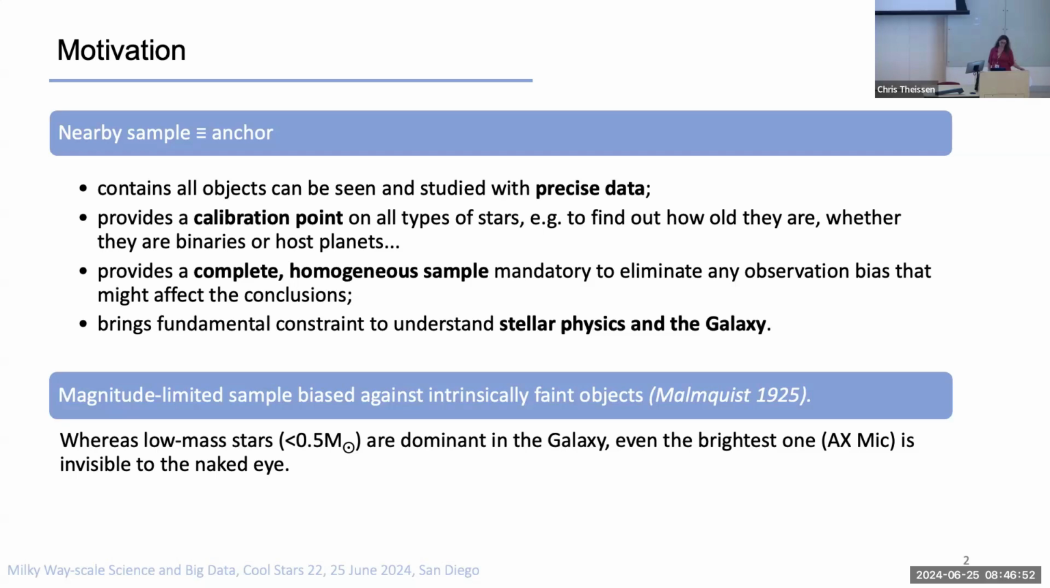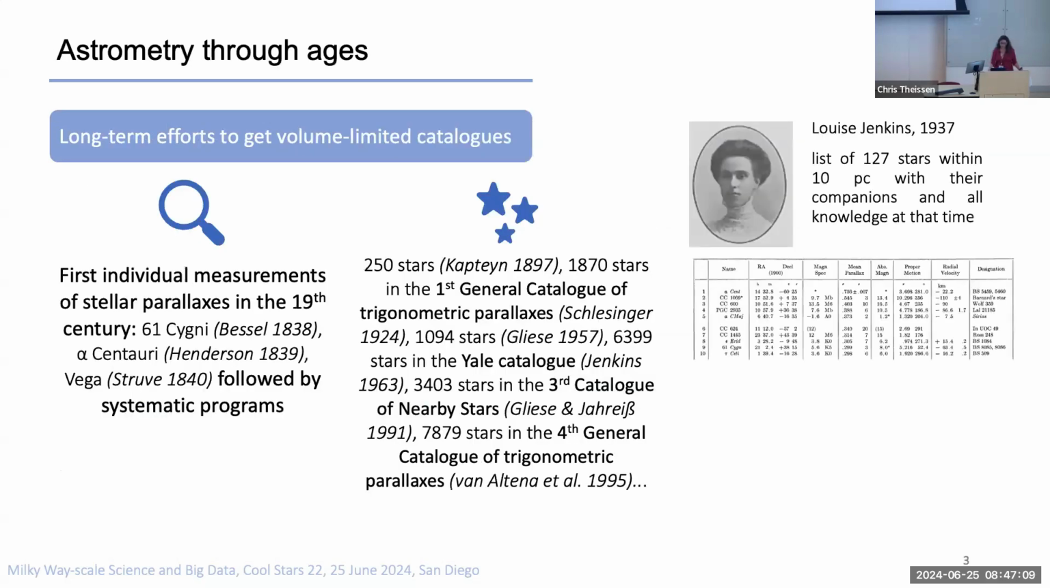However, magnitude-limited samples are biased against intrinsically faint objects. We know that low mass stars are dominant in the Milky Way, but even the brightest one is invisible to the naked eye. So that's why long-term efforts have been made to get volume-limited catalogs.